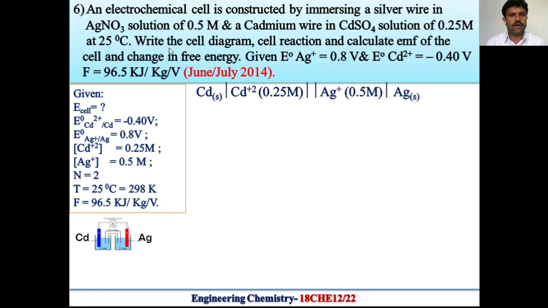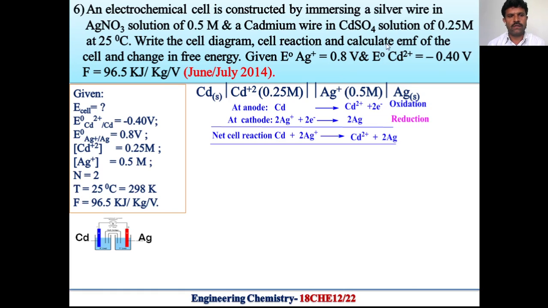The first thing is to write the cell diagram. So this is the diagram, a representation. If we look at the E naught values of cadmium and silver, the higher the reduction potential, the more it behaves as the cathode, and the lower the reduction potential, the more it behaves as the anode. Hence I will start with the anode, that is cadmium. Cadmium metal is in contact with Cd2+ solution of 0.25 molar, and there is a salt bridge symbol here, and then at the cathode the Ag+ ion of 0.5 molar is in contact with silver metal. So this is the representation.